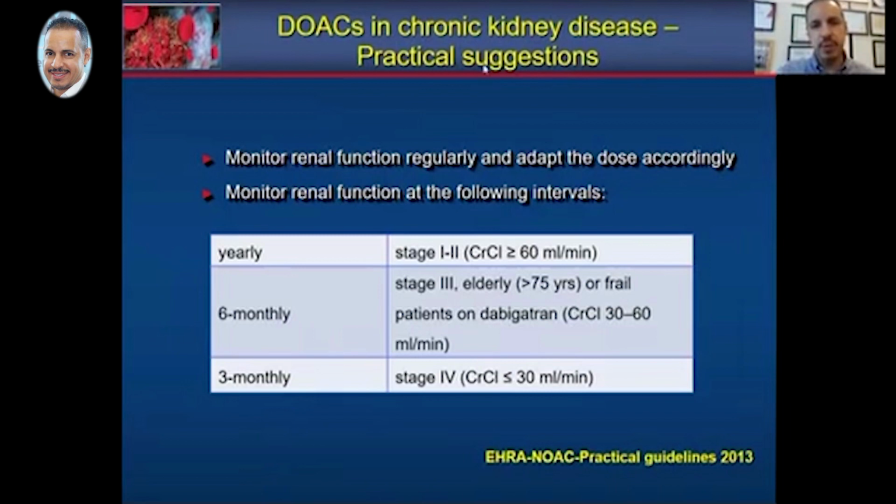So when do you need to monitor renal function? If the patient has normal renal function, GFR more than 60, once yearly. If the patient is elderly, more than 75, or frail, you can do it every 6 months. In our clinic, honestly speaking, we see these patients every 6 months with routine labs like CBC, renal, and liver function tests. I do that routinely for our patients with a VTE indication.